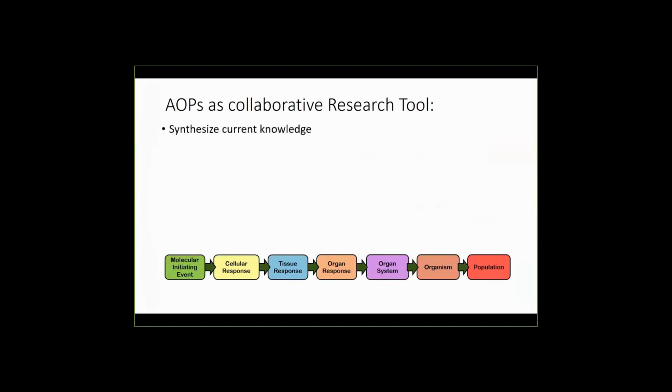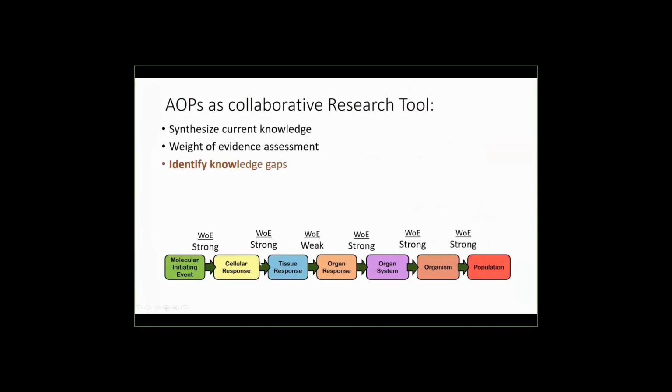Now, once you have this information, it's great for sharing, it's great for communicating, but it's also really good for directing your own research and working on large research projects within a community. As I've mentioned already, it's a really great way to synthesize the current knowledge. Each of the relationships has a weight of assessment associated to it. So here you can see that several of these relationships have very strong weight of evidence, but you can also identify knowledge gaps. So in this particular example, there's not very much strong evidence linking these two key events.